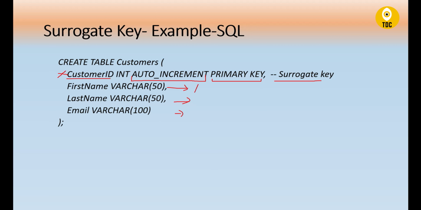Suppose you enter here John K, and you give some email ID at the rate Gmail or whatever. But you will not specify any customer ID for this, right? The system will assign an ID for this. It starts with 1, but it can go up to whatever number of records you enter into that particular customer table.